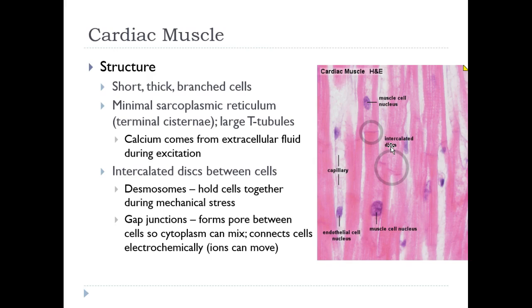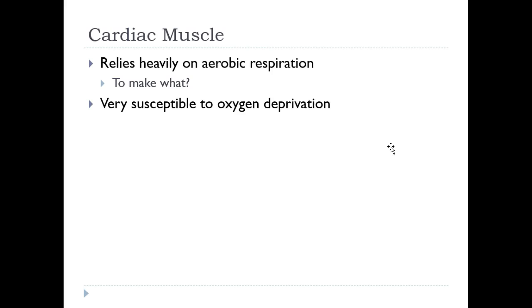If we look at them, they're short, thick, branching cells. They have T-tubules that are large, so they can control a larger area. The intercalated discs just hold them together. They do have gap junctions, and that makes it so cytoplasm can move from cell to cell, so that there's always going to be ion exchange and glucose exchange. Cardiac muscle is definitely an area that uses a lot of oxygen, and it's susceptible to being deprived of oxygen, so it always gives itself blood first, and then everything else is sort of second.